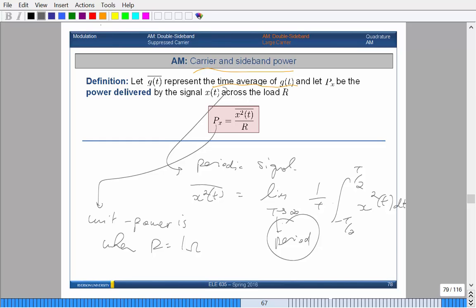Okay, so this is what the time average would be. This is what the definition would be. You're taking the integral of the square of the actual waveform going between minus and plus half the period, and then you're multiplying by 1 over T, and then you take the limit as T approaches infinity. That's the definition.